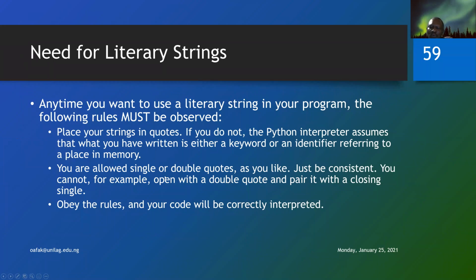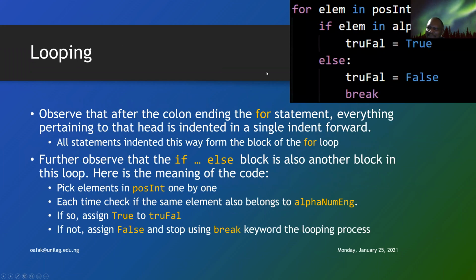Okay, let's talk about looping. We've already said it before. If you do for element in POSINT, it will go to the set that is here, take one element, and run this code. It will go back again, take another element, run this code. Go back again until it exhausts all the things that are here. That is how looping is done. It just goes and runs until it runs everything.